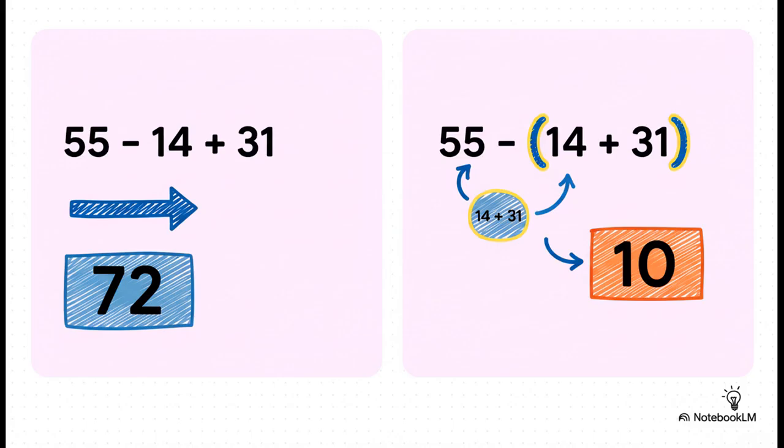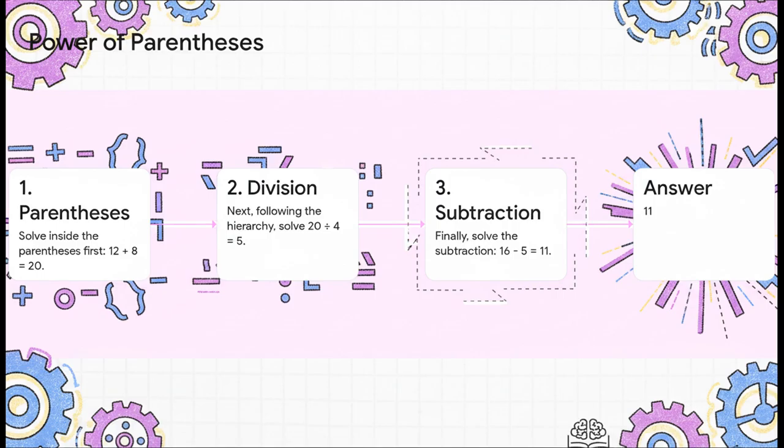And then 55 minus 45 is 10. A totally different answer, all because of 2 simple symbols. It's wild. Let's try another one with these in the mix. Here we've got subtraction, division, and those super powerful parentheses. And the rule is absolute. Parentheses always win. They come first.